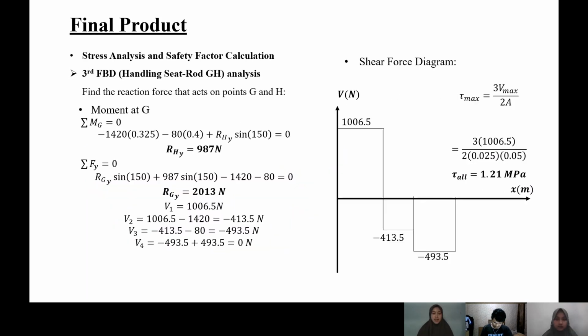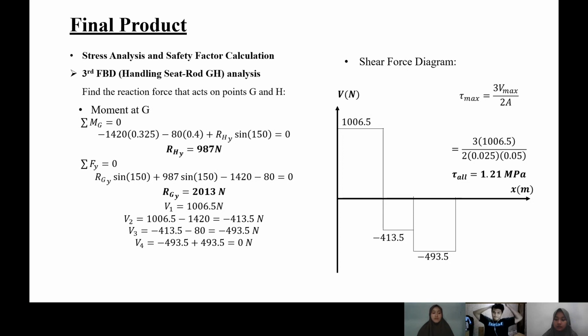Next, we can find the reaction force by using the moment at G or moment at H. However, in this analysis, we analyze by using the moment at G, which is sigma M_G equals to 0. We can compute all of the known values, which is the applied load, and then we can obtain RHY equals to 987 Newton.